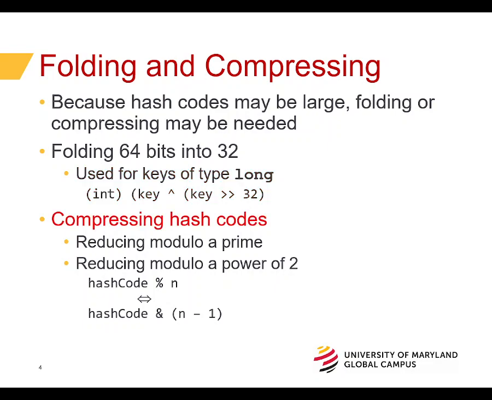There are several techniques that can be used to compress hash codes. The first is to reduce the hash value modulo a prime number. Using a prime number has been shown to reduce the number of collisions. Another technique is reducing the hash value modulo a value n, which is a power of 2. It has the benefit of being able to be computed very quickly by bitwise ANDing it with n minus 1.